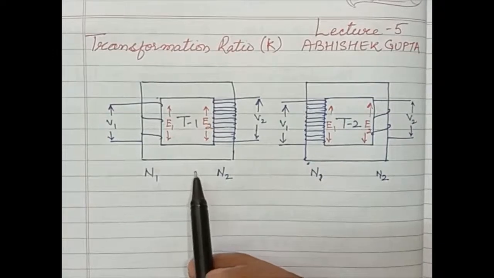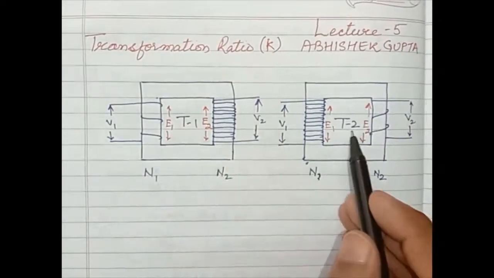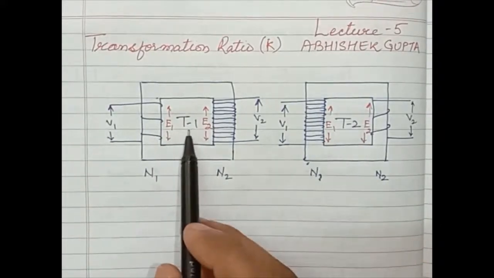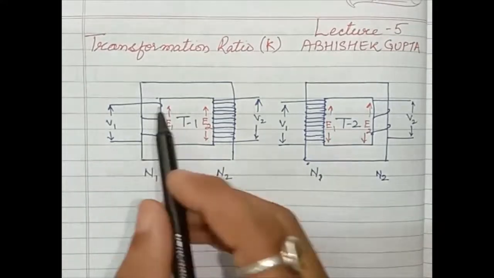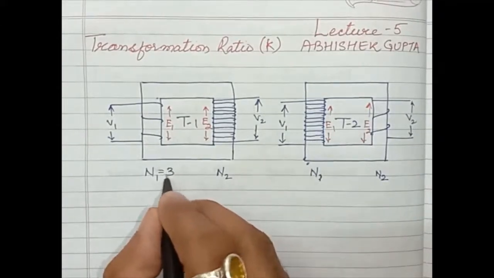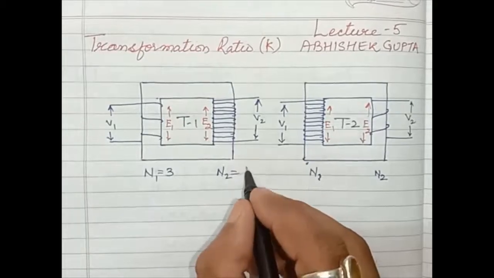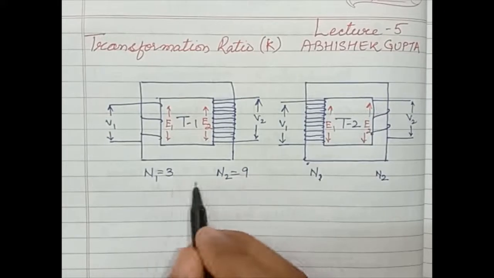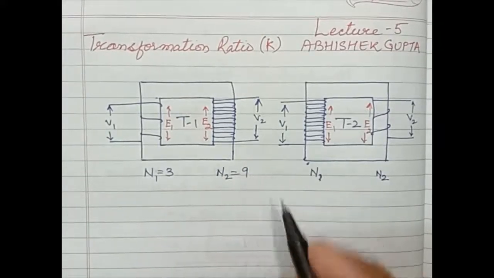So here we are seeing two figures. Figure number 1, this is transformer 1, this is transformer 2. The difference between these two is what? Here in transformer 1, on the primary side we have only 3 windings, the value of N1 is 3, and on the secondary side we have 9 windings. So the windings are different. On the primary side it is 3, whereas on the secondary side it is 9.